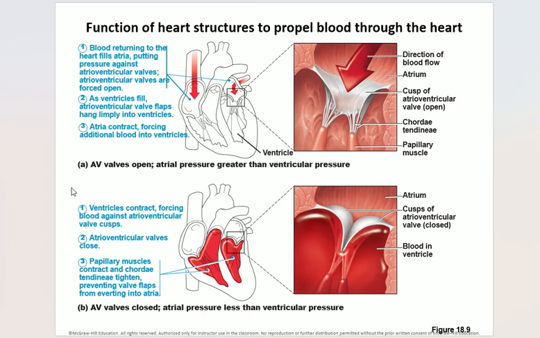Well then, the ventricles contract and force blood against the atrioventricular valve cusps. The atrioventricular valves close, papillary muscles contract, and chordae tendineae tighten, preventing those flaps from everting into the atrium. So we are looking at an atrioventricular valve, an AV valve. The smooth side is going to be the atrium. The rough side is going to be the ventricle.